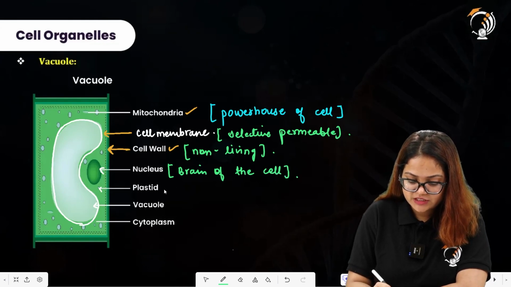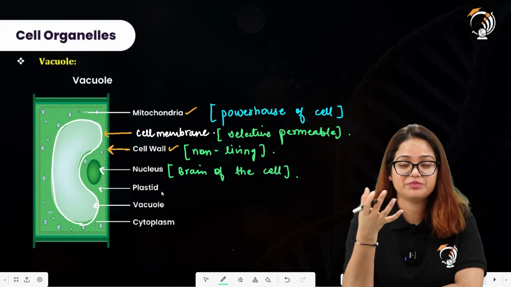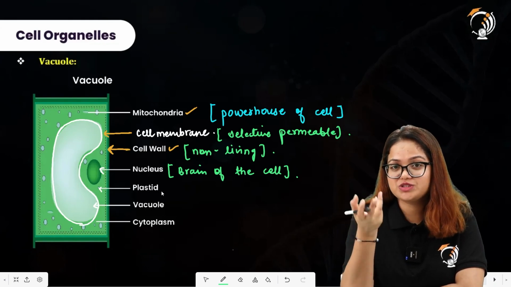We have the plastids. There are different types of plastids that are responsible for imparting different colors to the plant cells.